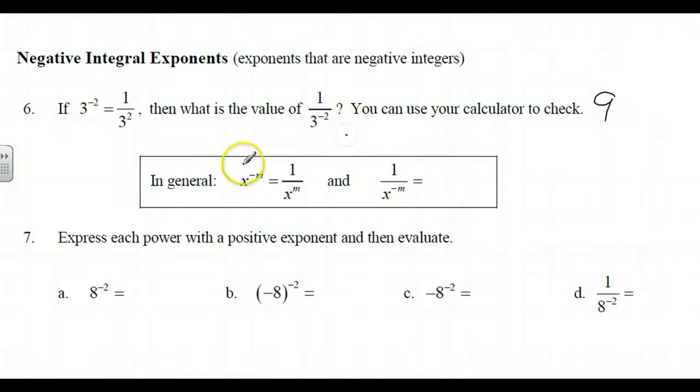So in general, we know that if x to the negative m is 1 over x to the m, then 1 over x to the negative m is equal to x to the positive m. So the way I think about it is just wherever the negative is, put it where it isn't. So if it is on top, then you make it positive and put it on the bottom. If it's on the bottom, a negative exponent becomes positive, ends up on top.